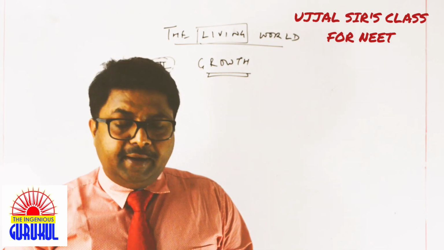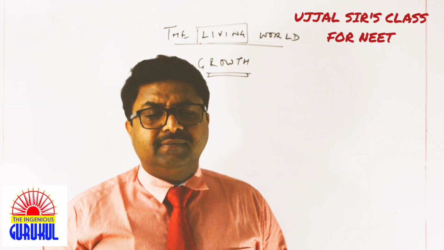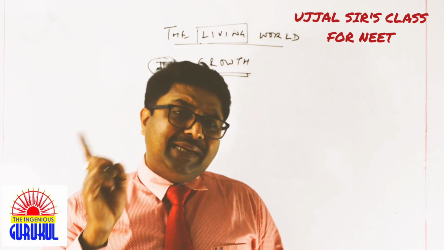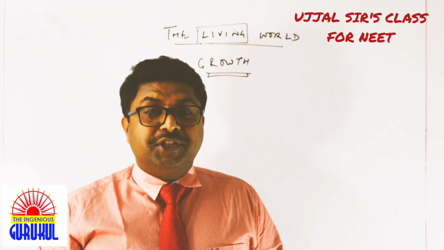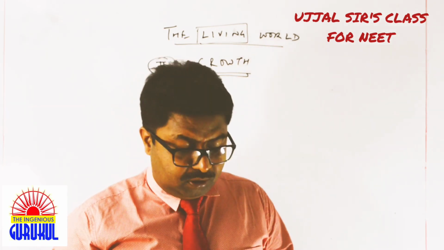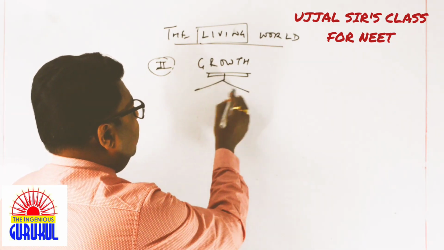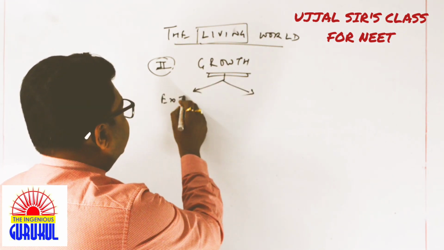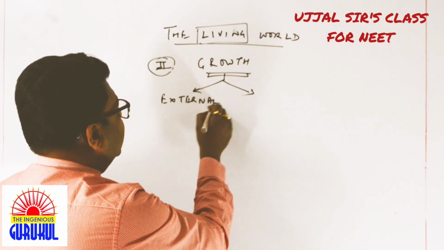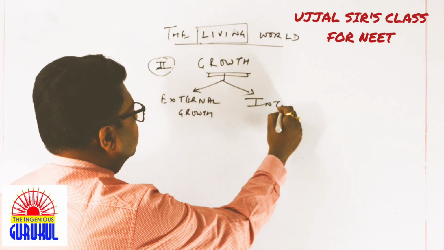Now growth, can we call it a defining property of being living? Yes, we call metabolism a defining property of being living because there are no exceptions. But what about growth? As it's nothing but the increase in number and increase in mass of cells, the growth can be of two different types. Students, one is external growth and one is internal growth.